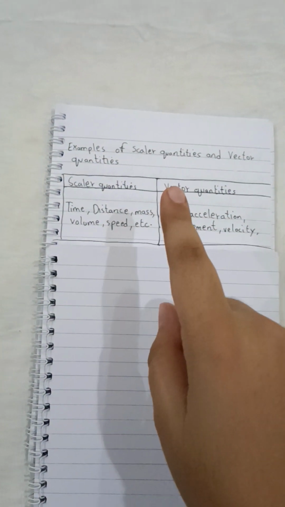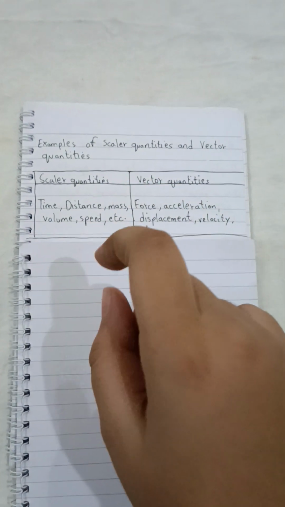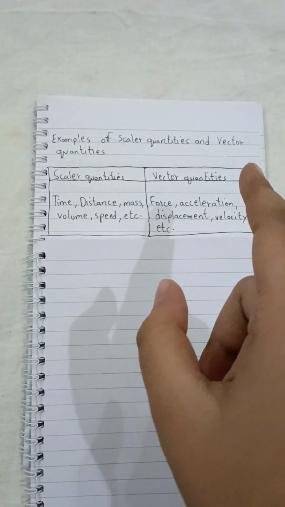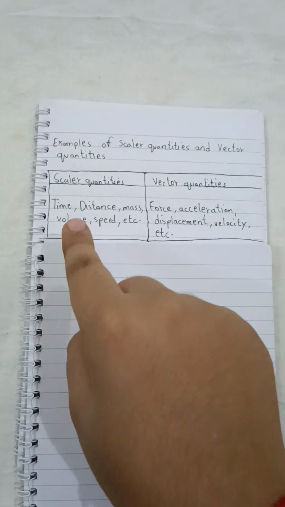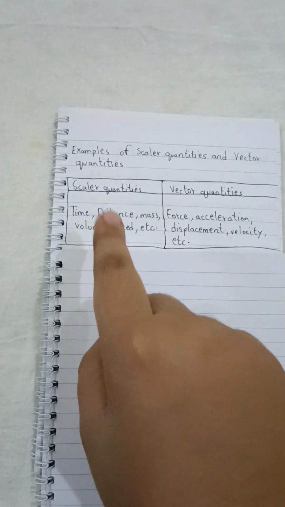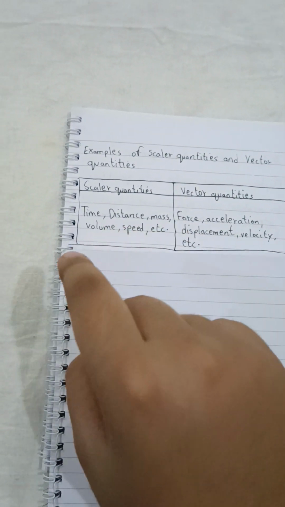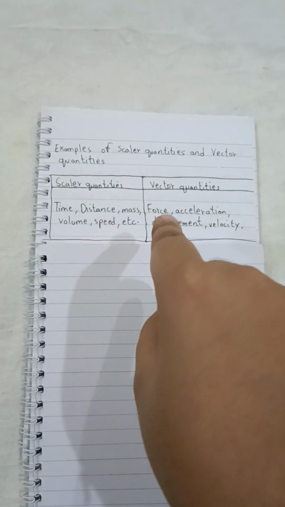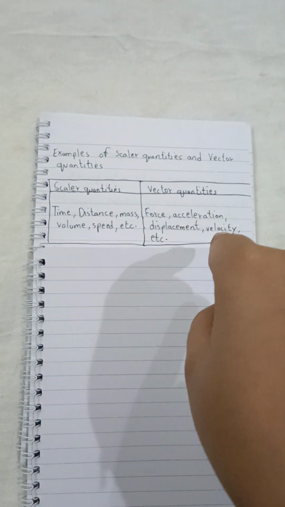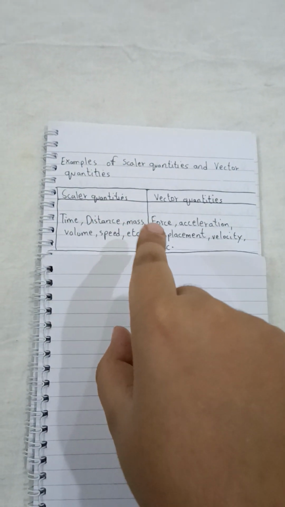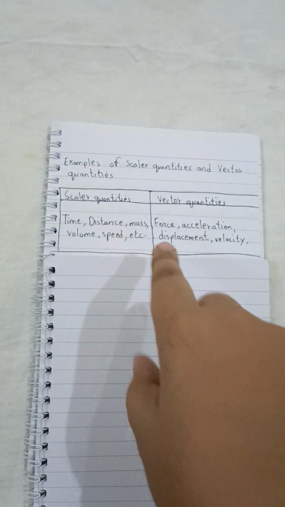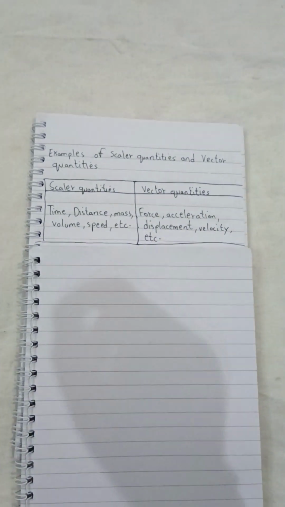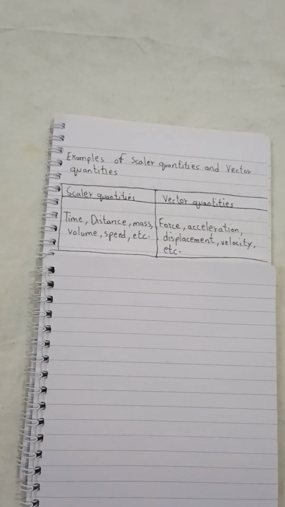Now here we have the examples of scalar quantities and vector quantities. First let me tell you that scalar quantities only have magnitude and vector quantities have both magnitude and direction. The examples of scalar quantities are as follows: time, distance, mass, volume, speed, etc. There are many more. And for vector quantities: force, acceleration, displacement and velocity. So remember these: time, distance, mass, volume, speed are examples of scalar quantities, and vector quantities are force, acceleration, displacement, velocity and so on. Now I'm going to show you about distance and displacement.